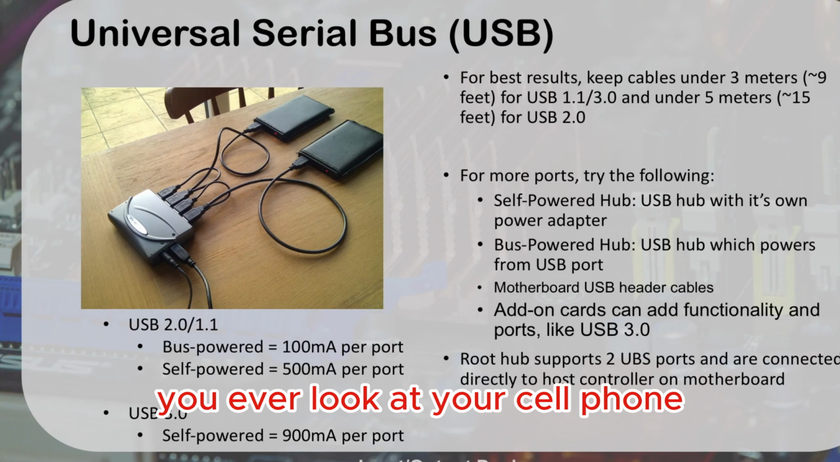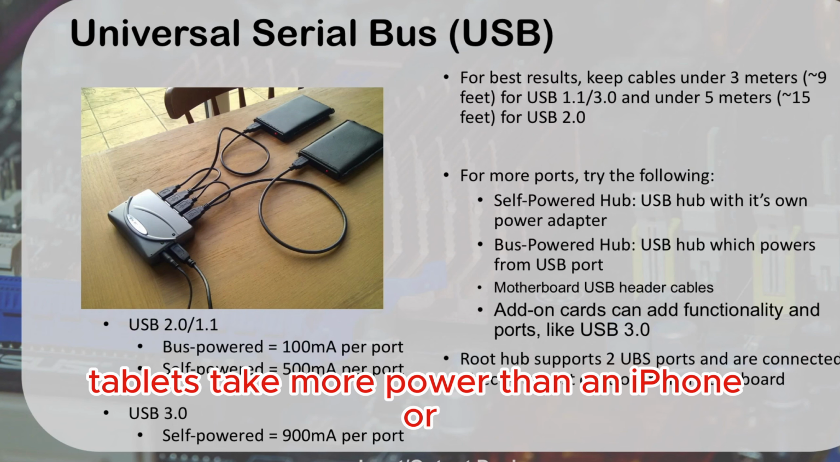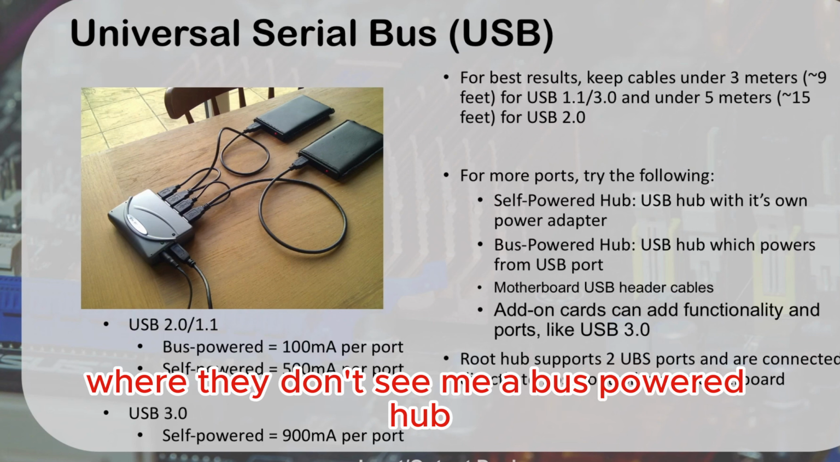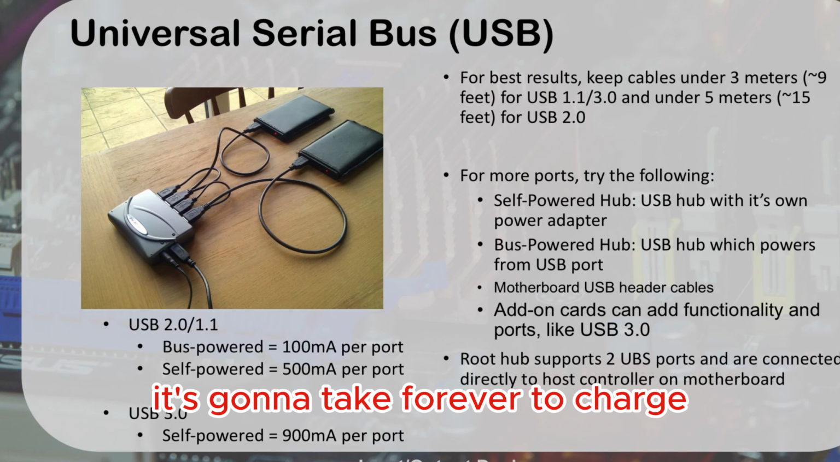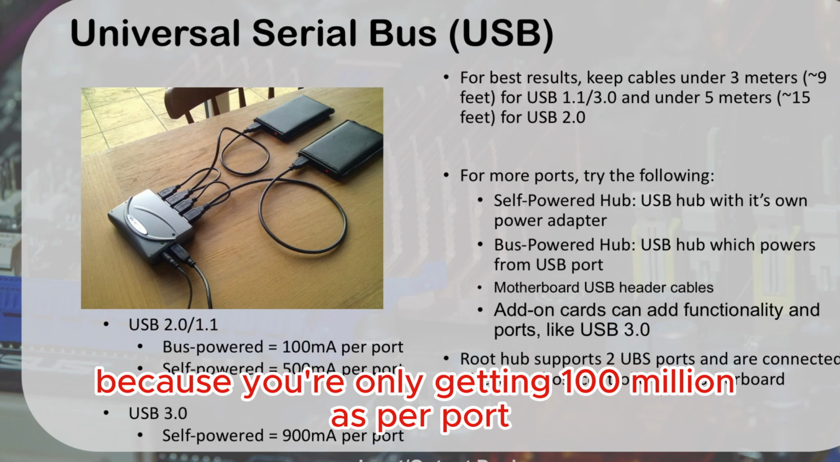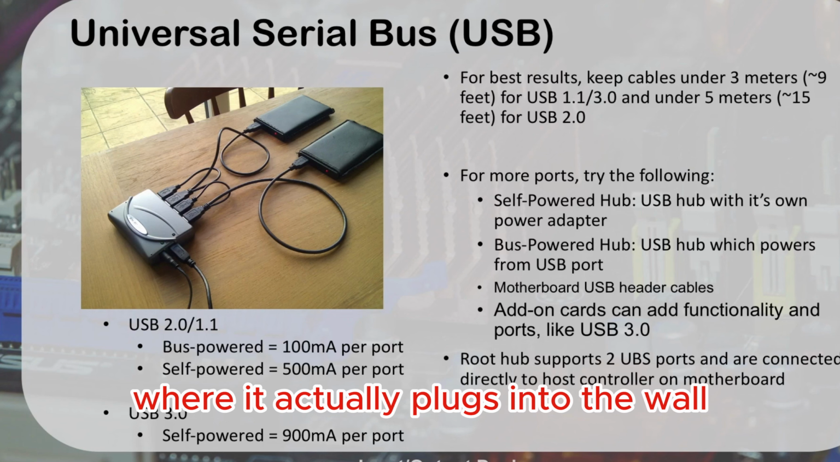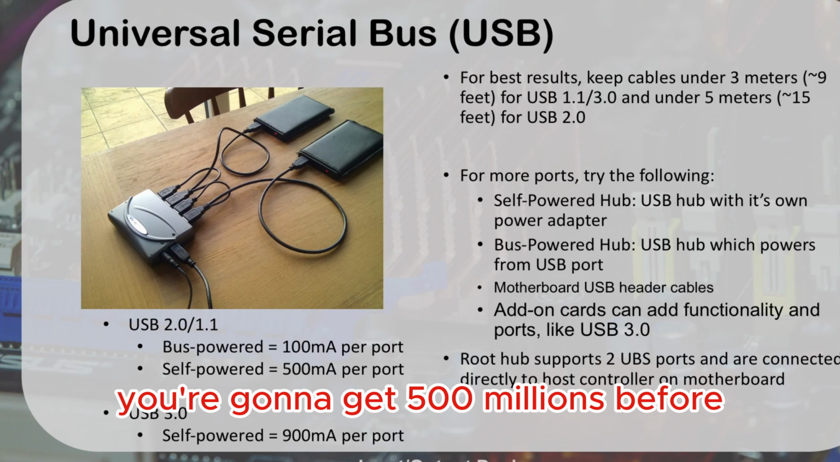If you ever look at your cell phone or your iPad or a tablet, tablets take more power than an iPhone or than a phone does, right? And so if you're plugging a phone into a bus-powered hub, it's going to take forever to charge because you're only getting 100 milliamps per port. Whereas if you're doing it off a self-powered one, where it actually plugs into the wall outlet to get power, you're going to get 500 milliamps per port.